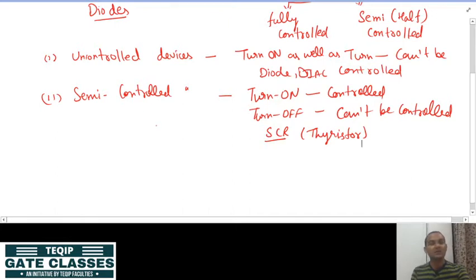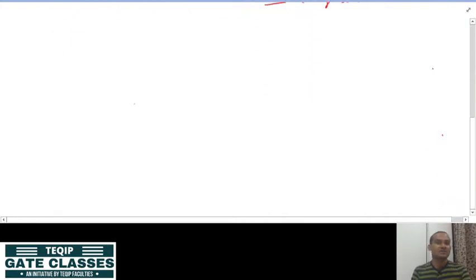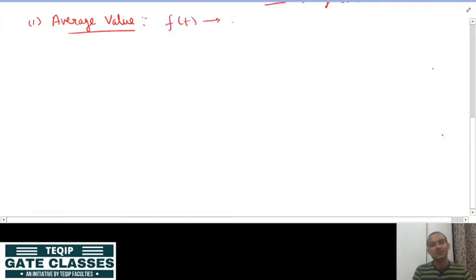Some other prerequisites required to understand this section are basic electrical engineering concepts and some mathematical concepts. The first concept you must know is how to find the average value of a function. This is very much required. If we have some function f(t) and want to calculate its average value, f average, then you know that the average value is given as 1 upon time period, integration over one time period of f(t) dt.